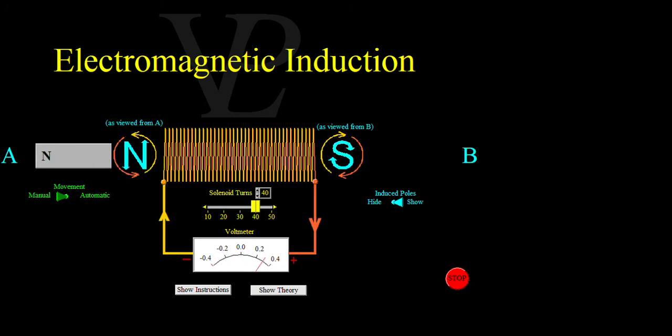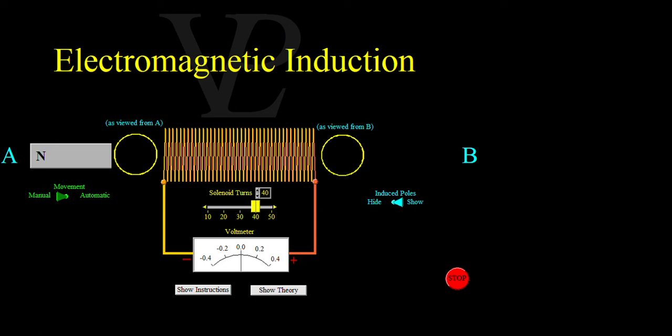So the first thing to notice is that this induced potential difference, induced voltage, induced EMF, we would call it at A level, is induced in such a way as to oppose the change causing it, in this case the movement of the magnet.